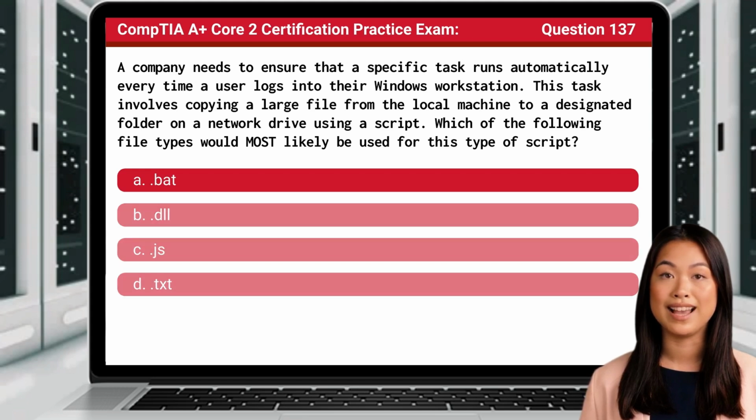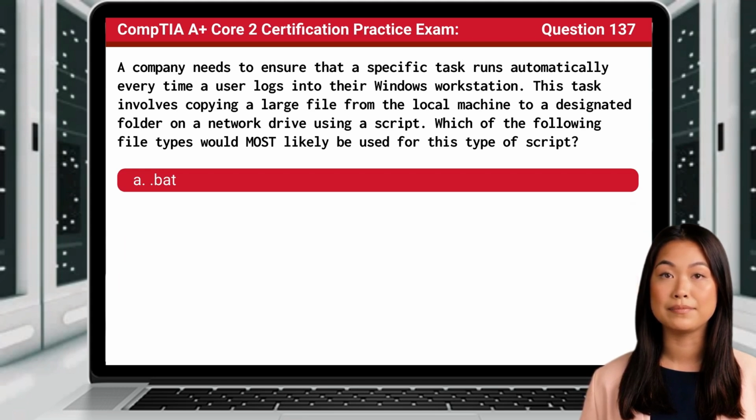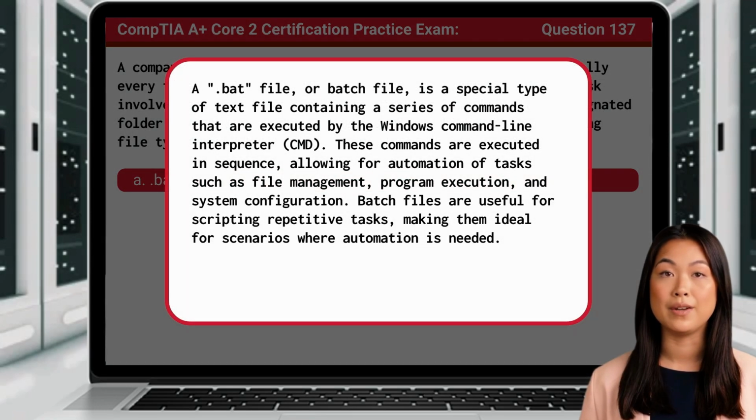The answer is A. .bat. A .bat file, or batch file, is a special type of text file containing a series of commands that are executed by the Windows command line interpreter. These commands are executed in sequence, allowing for automation of tasks such as file management, program execution, and system configuration. Batch files are useful for scripting repetitive tasks, making them ideal for scenarios where automation is needed.